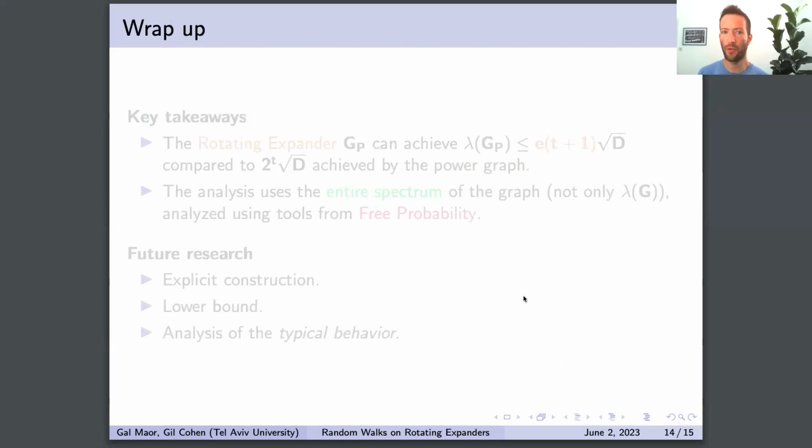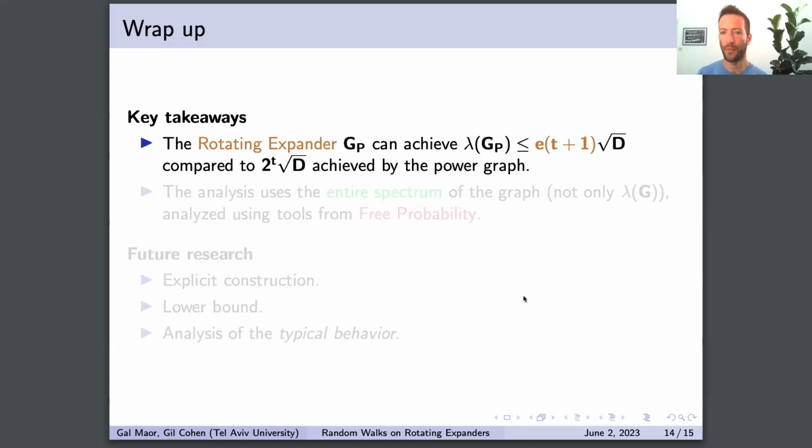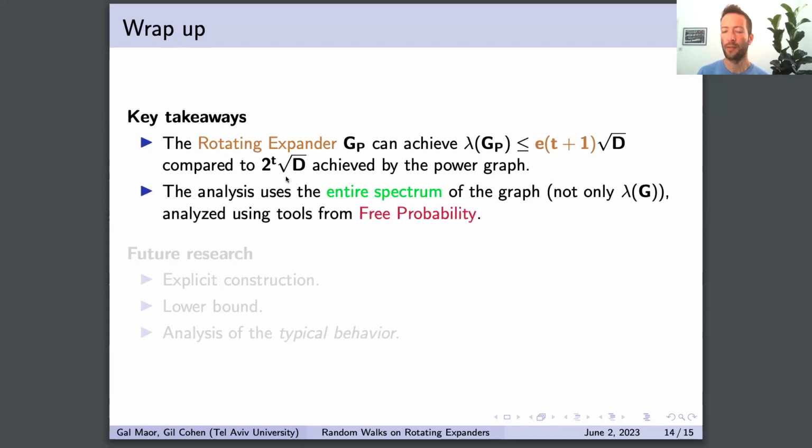I'll conclude with a few takeaways and ideas. First, we have the rotating expander, which has a dependency in T for its expansion that is linear, in comparison to the exponential dependency in T for the power graph. Second, even though we are interested eventually in lambda, throughout the analysis we use the entire spectrum of the original graph. And we do this by using tools from free probability theory.